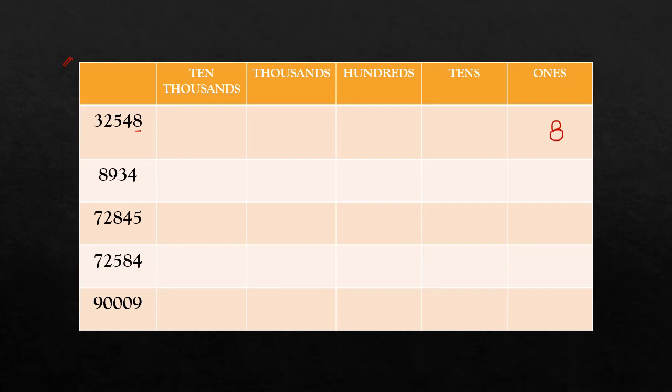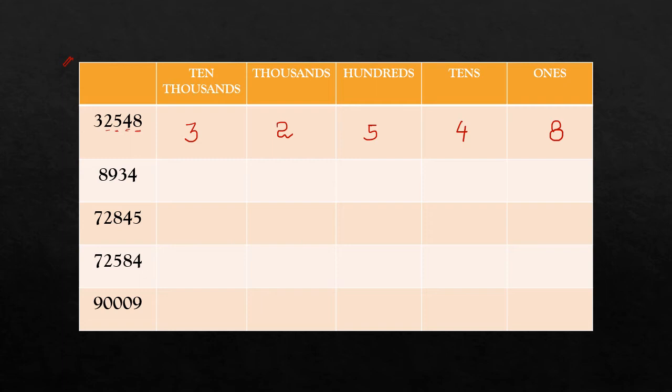Then at tens place the digit is 4. At hundreds place digit is 5. At thousand place we have 2. And at 10,000 place the digit is 3. Therefore, we have placed all the digits here in the place value chart. We have 8 ones, 4 tens, 5 hundreds, 2 thousands, and 3 ten thousands.